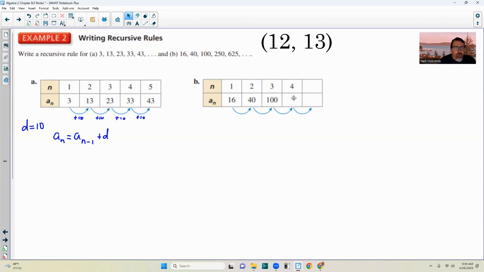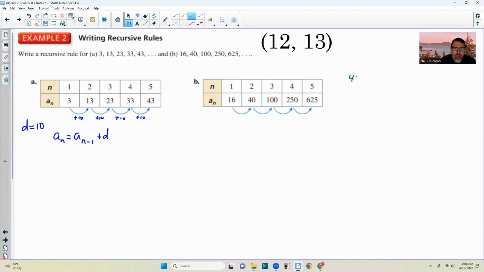That's our fourth term. That's 250. And then 5, our fifth term, is 625. So when I look at this, I take 16, I have to add 24 to get to 40. 40 plus 24 is only 64. So it's not addition. So we have to find a common ratio.